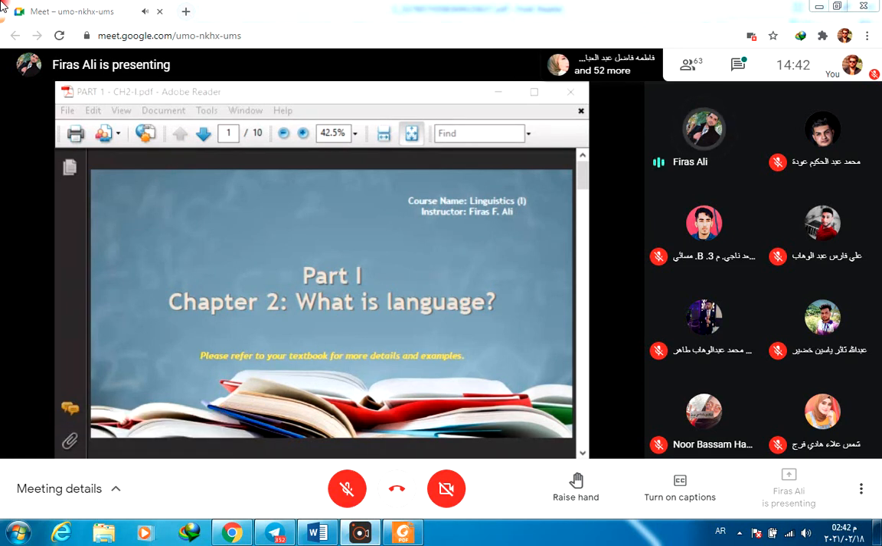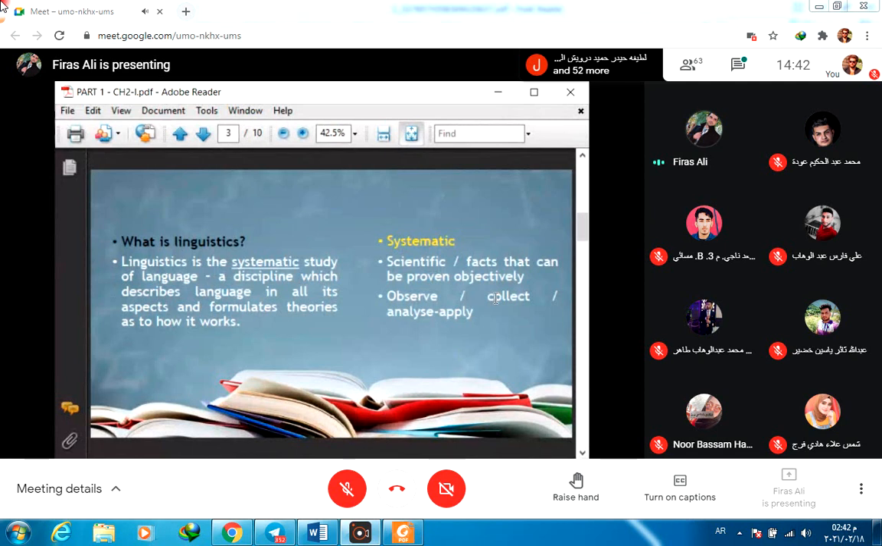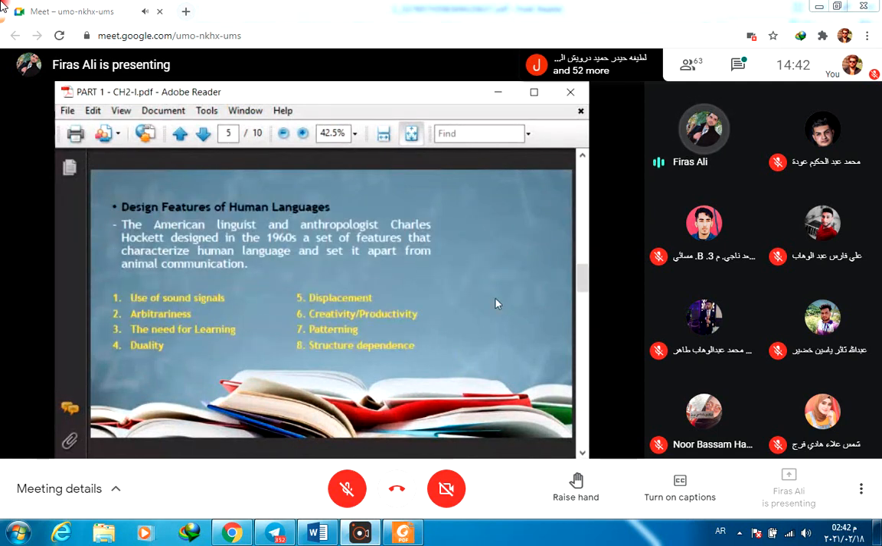So in order to define language, in order to know what language is, we need to distinguish between language and other systems of communication like animal communication. And in order to differentiate between the two, language and animal communication, the American linguist and anthropologist Charles Hockett designed in the 60s a set of features. He called them the design features of human language, to characterize human language and set it apart from animal communication.